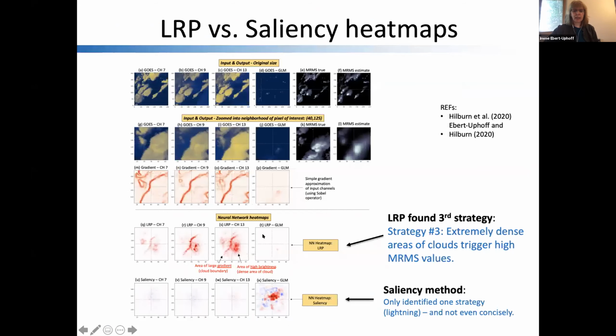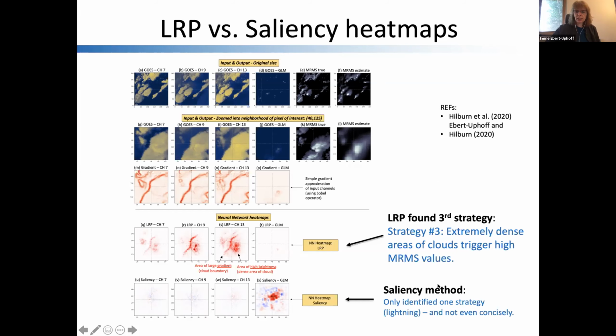In fact, by looking at more samples, we found that it looks at the large gradients, but it also looks at areas of extremely high brightness. So the third strategy we found was that extremely dense areas of clouds, as you can see over here, also trigger high MIMS values. We went through lots of samples that triggered high MIMS values, and we always found the same 3 strategies. Number 1 was strong lightning. Number 2 was cloud boundaries and strong gradients of the cloud. And number 3 was extremely dense areas. Those were the 3 key strategies our neural network seems to be using when it decides how strong the MIMS reflectivity value should be.